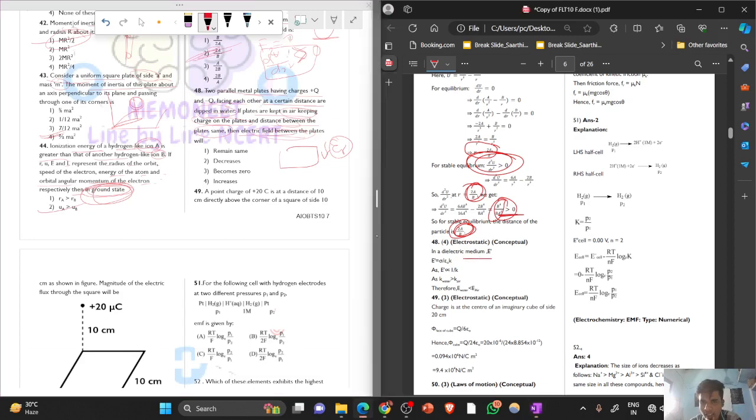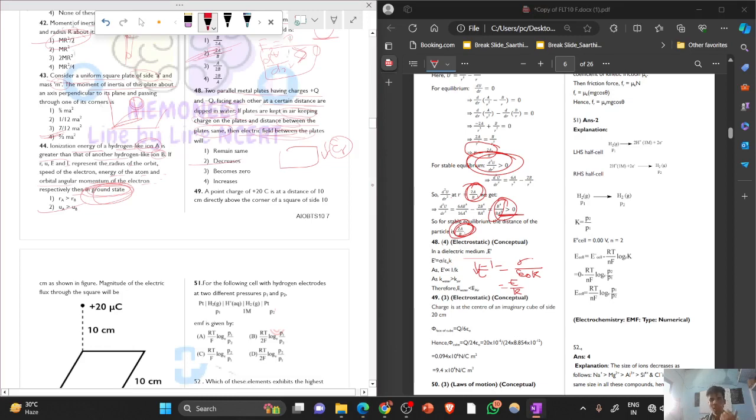You know that in a dielectric medium, the electric field will be sigma by epsilon naught into k, that is, E dash will be E divided by k. So once it is dipped into the water, the electric field will decrease. In the water it will decrease, and for air it will be higher.